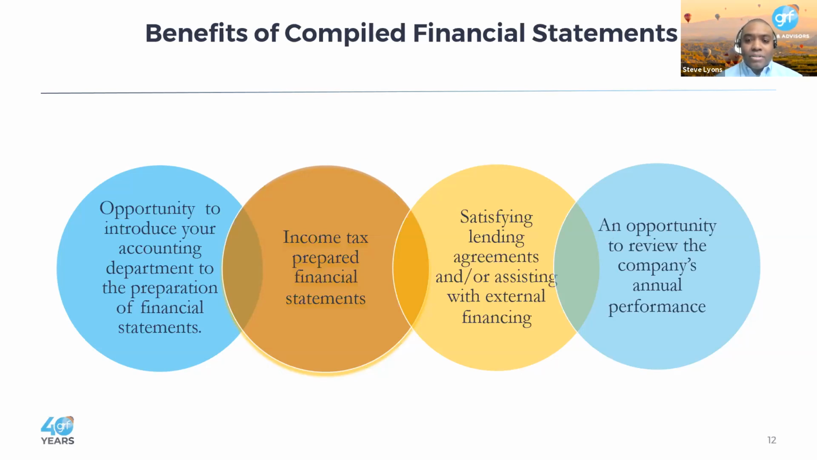And then last, an opportunity to review the company's annual performance. Although a compilation does not provide any assurance, it's still prepared by a CPA. So that gives you an opportunity to have a CPA review the financials at the end of your year. The CPA still reviews the compilation to make sure it's adequate and it makes sense. So there are still procedures in there, while not providing assurance, to make sure the financial statements are reasonable.